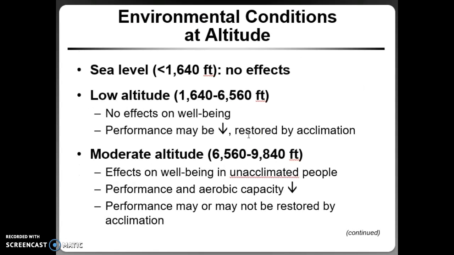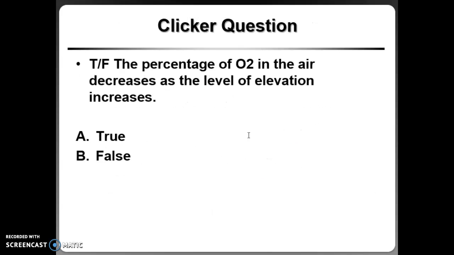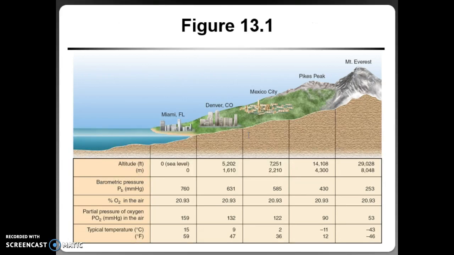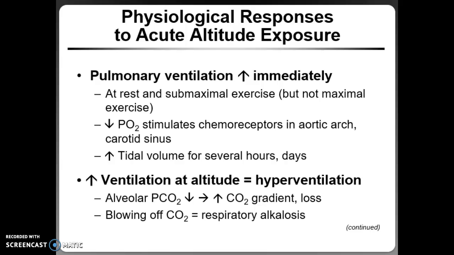altitude with exercise. So we know that we have sea level all the way up to extreme high altitudes. And the one thing to really focus on is that the amount of air doesn't really change as we go up to higher altitudes. As we can see, the percent of oxygen stays exactly the same. It's the barometric pressure that goes down and the partial pressure of oxygen that goes down the higher that we go in elevation.